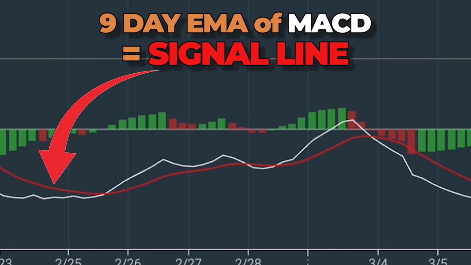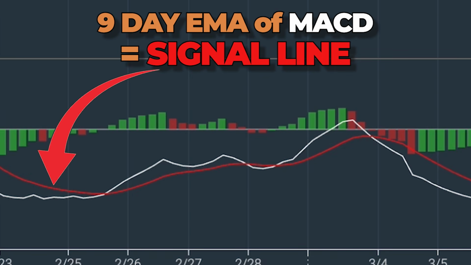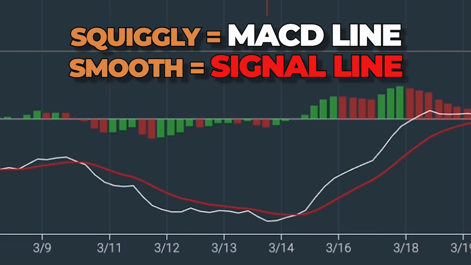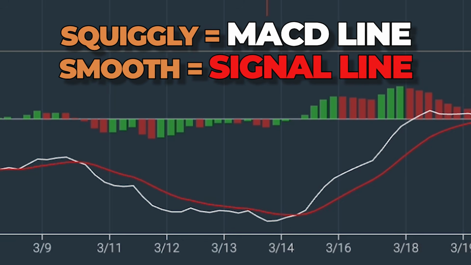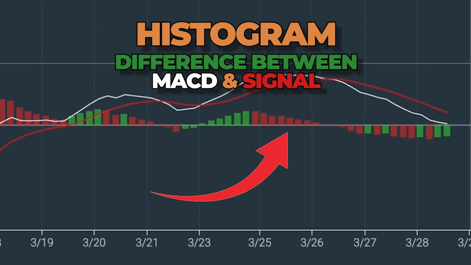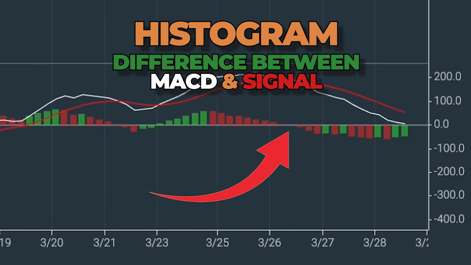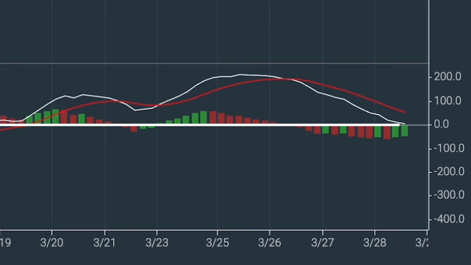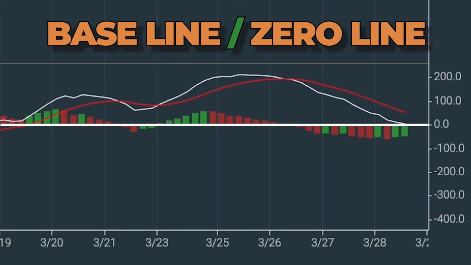This line helps to identify changes in price momentum and acts as a trigger for buy and sell signals. Now in different platforms these lines may be different colours, so to check that you're looking at the right one, always remember the MACD line is the more squiggly one and the signal line is always the smoother one. The next thing we have here is the histogram, which represents the difference between the MACD and the signal line. And lastly, we have this line running right through the center, which is the baseline or the zero line.